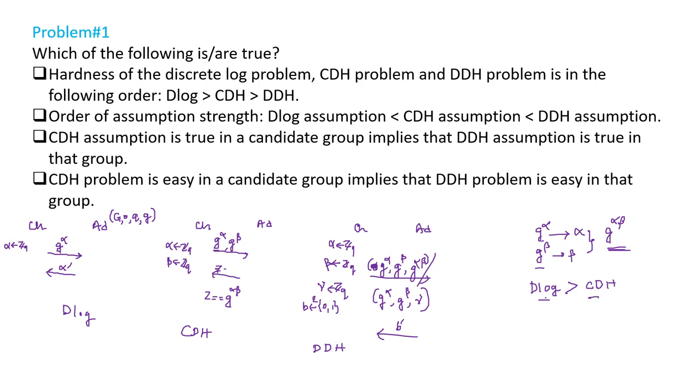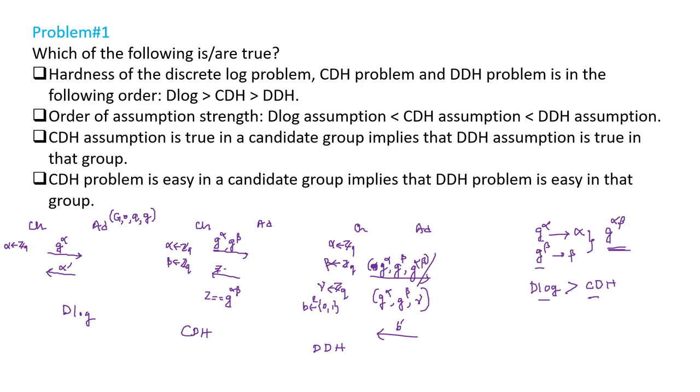But if you do not have a solution for D log, then also there could be some other way with which you can compute g to the power alpha beta without computing the individual values of alpha and beta. You may be able to compute g to the power alpha beta. That is not known, but it is assumed that for various groups the discrete log problem is even harder to solve. But if you have the solution for this problem, then you have the solution for the CDH problem, and if you have the solution for the CDH problem, then definitely you have the solution for the DDH problem.